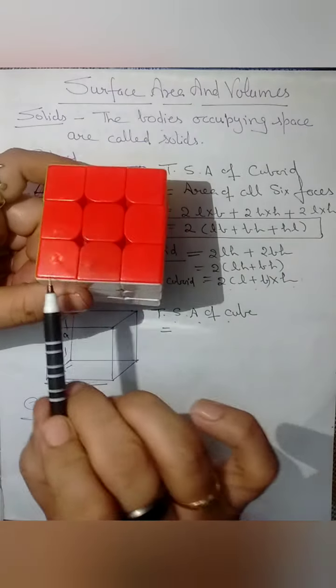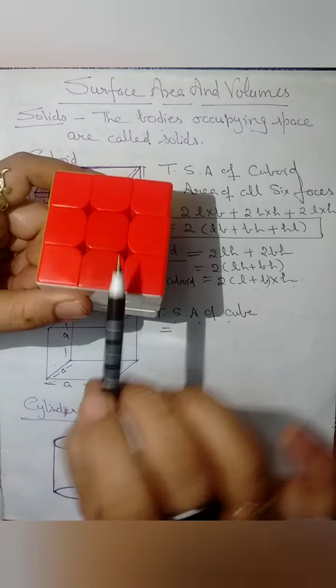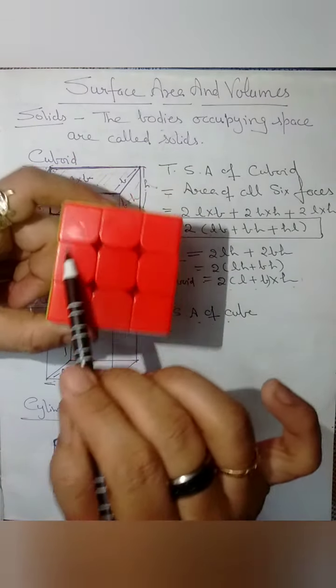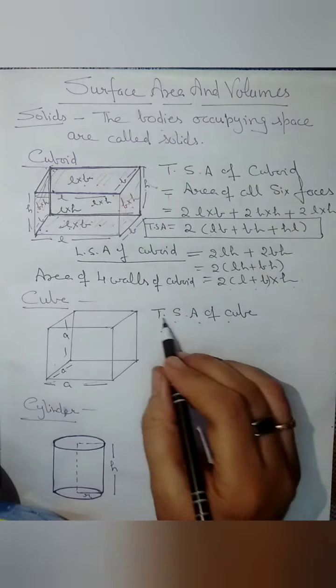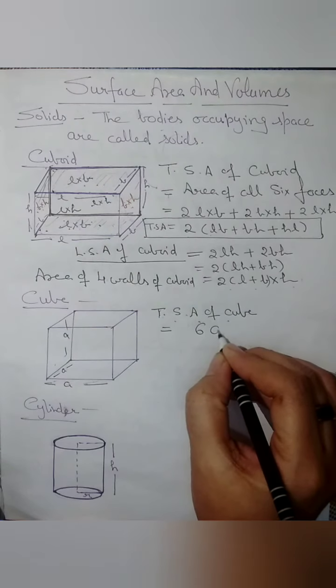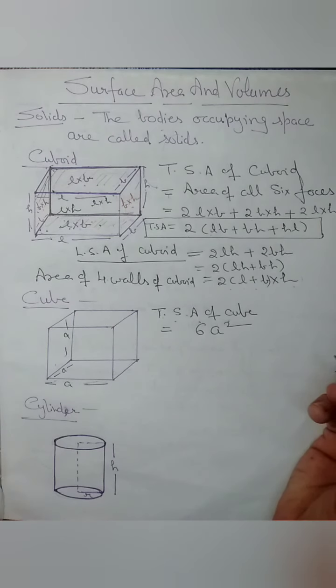Area of 1 square with side A. If this is side A, area of 1 square will be A square. And how many such squares are there? 6. So TSA of cube will be equal to 6A square.